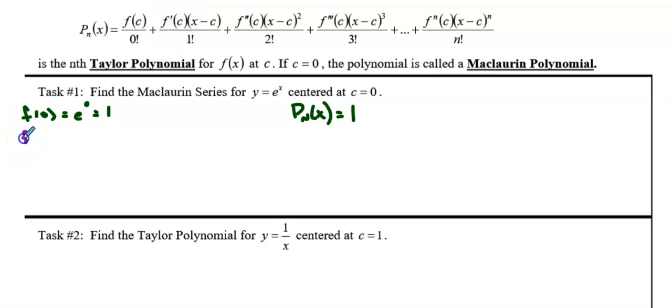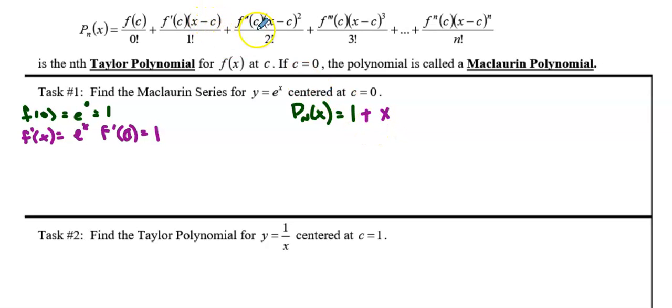Well, the derivative of e to the x is e to the x. And if I go ahead and plug in 0, sorry, I'm going to get 1 again. So my next term is going to be plus 1x.